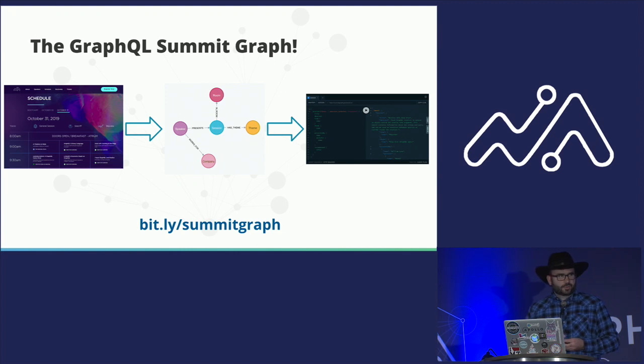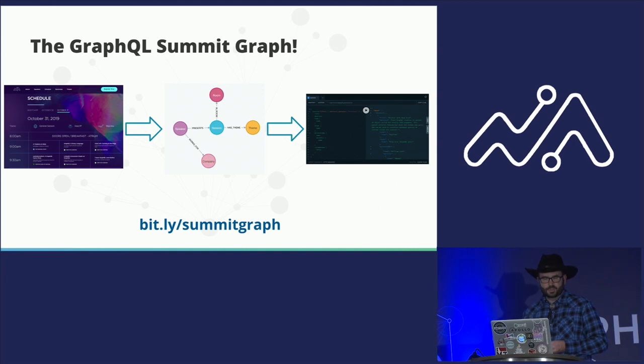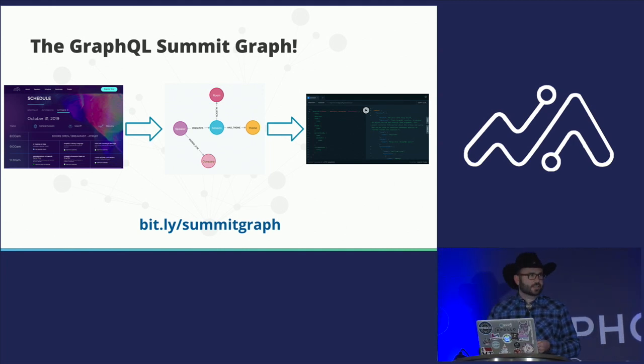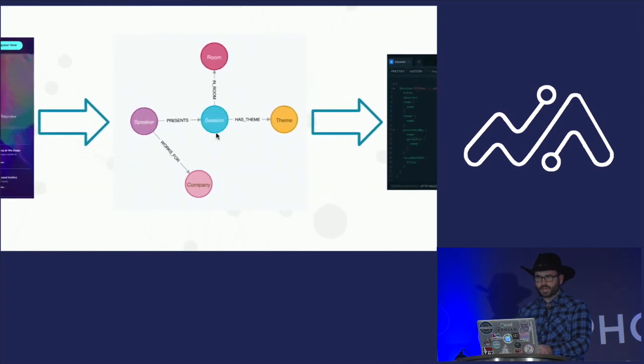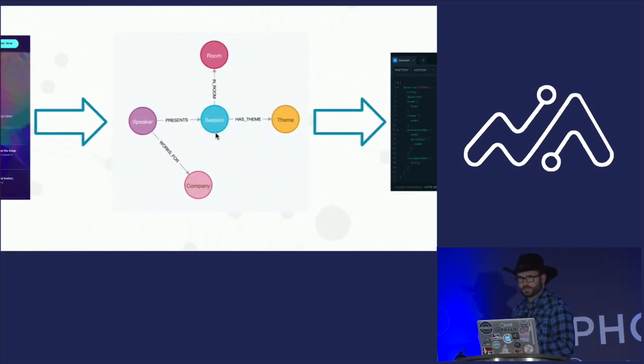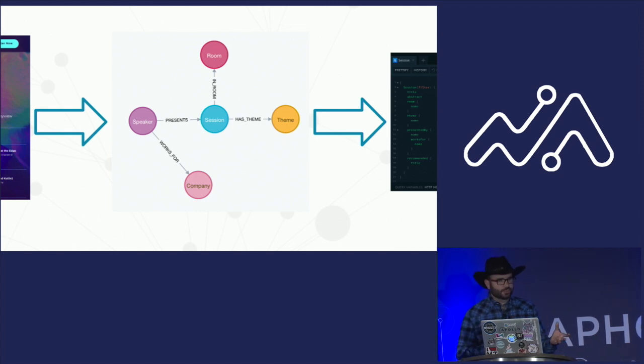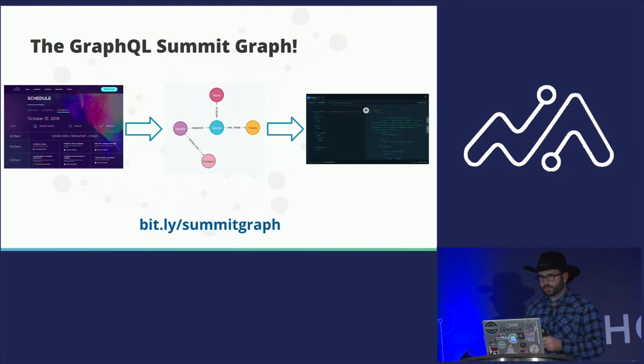I thought it would be fun to have a GraphQL API for the GraphQL Summit schedule. So I scraped the Summit schedule page and loaded that data into Neo4j. We're modeling sessions as nodes, speakers are presenting sessions, sessions are in a room, we have the theme, the track of the session, who the presenter works for. So this is all modeled in Neo4j as a graph, and then we expose a GraphQL API on top of that. And the code for this you can find at bit.ly/summitgraph.